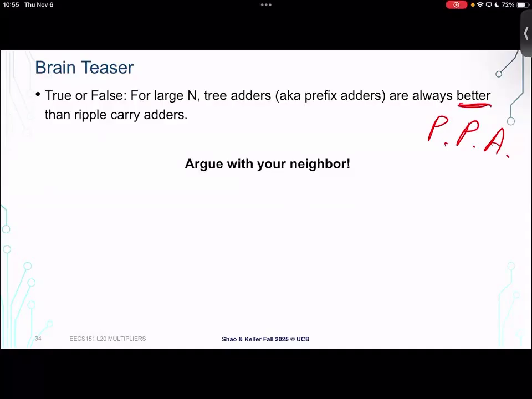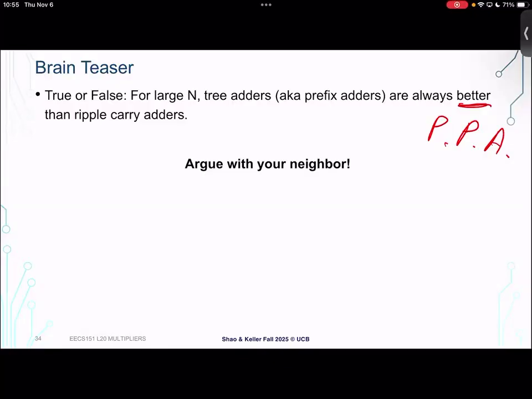What about power and area? I think ripple carry is probably cheaper for area and for power, right? It's dead simple. It's just this chain of full adder cells. Power and area often correlate, not always. In this case, I think they correlate pretty well.